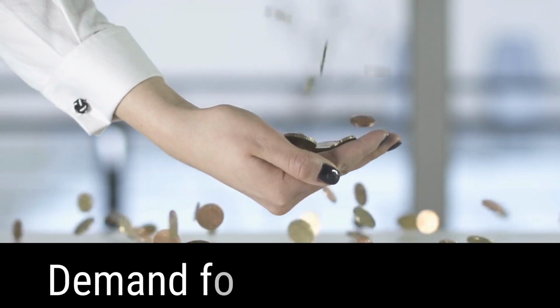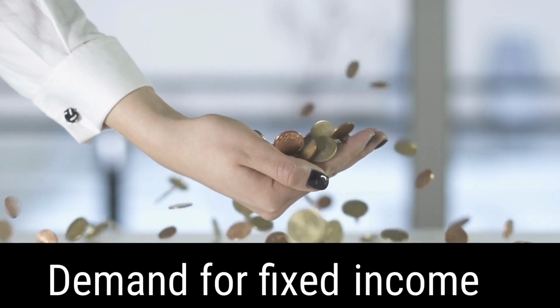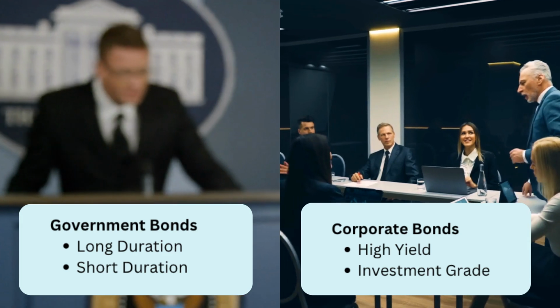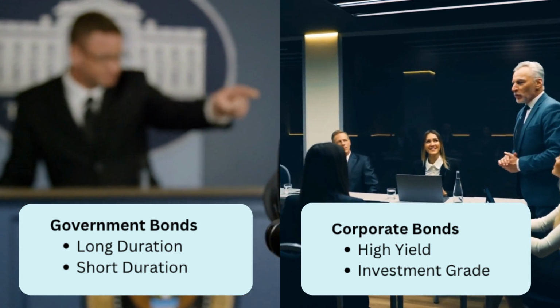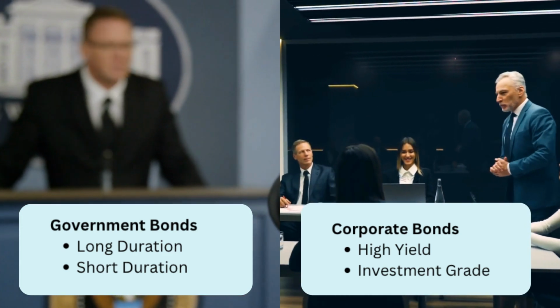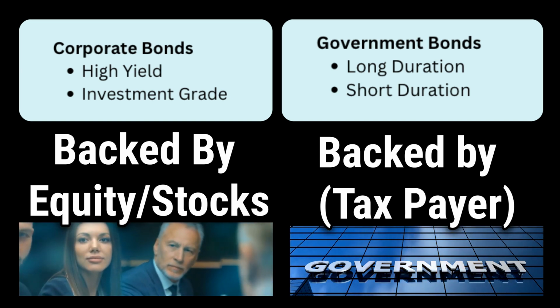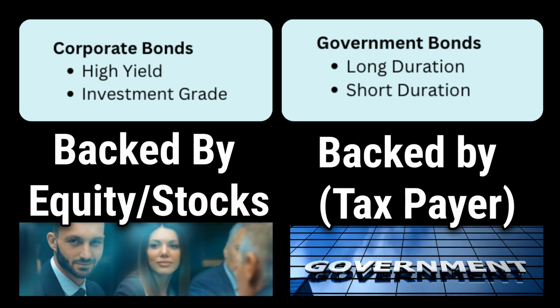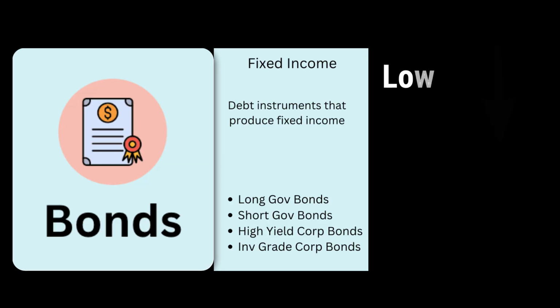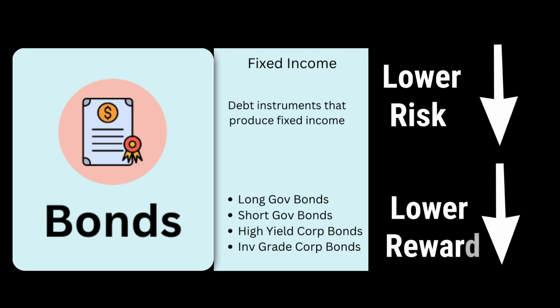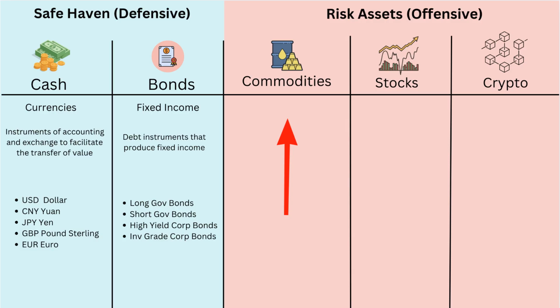Now, what drives the bond market is the demand for fixed income payments. By far, the most popular form of bonds are U.S. Treasury bonds and corporate bonds. Treasury bonds are debt issued from the government, and corporate bonds are debt issued from corporations. So corporate bonds are backed by corporate equity or the stock market, and U.S. Treasury bonds are backed by the government's promise to pay back. Now, of course, in general, fixed income is less risky than equities or commodities or crypto, but the reward is also much smaller.